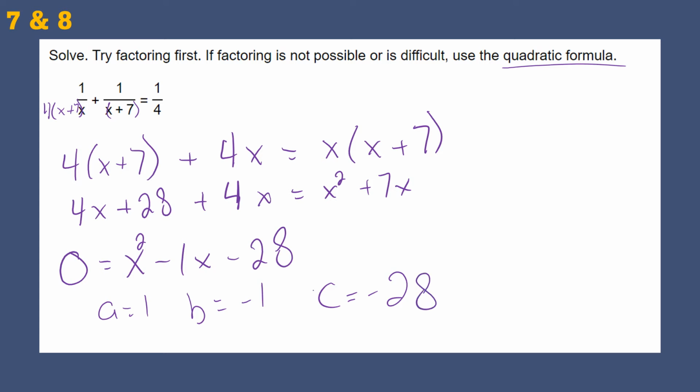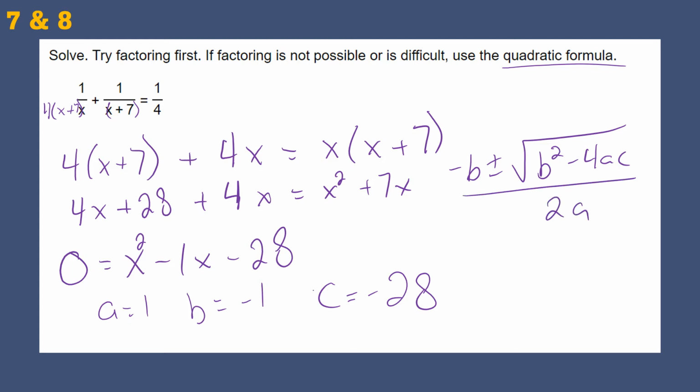We're going to use the quadratic formula, so that's negative b plus or minus the square root of b squared minus 4ac all over 2a. Now there might be some simplification. If we're lucky, this simplifies really nicely. If not, then we're going to leave it. But the important thing is we're going to notice, unless we have 0, that we're going to have 2 answers.